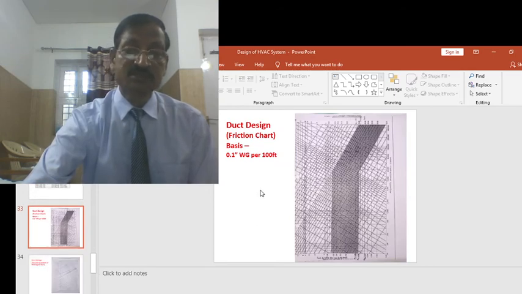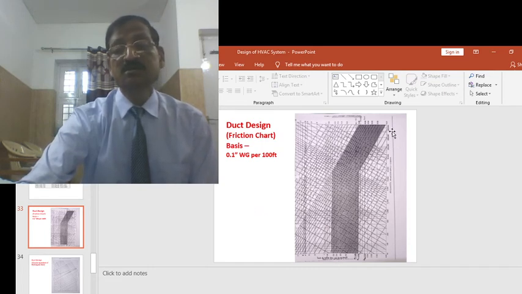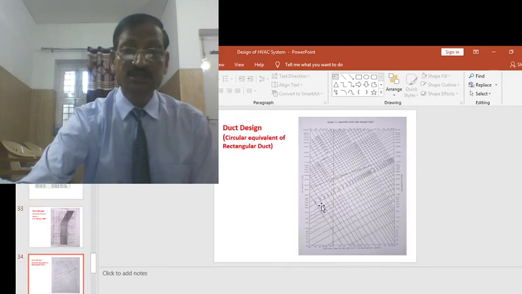This is the duct friction chart normally used for calculating the duct size. This is friction factor, and here the airflow in CFM. So we have the size of the duct. Normally we calculate the size of duct in a round duct, and this is a chart. From that we can convert the round duct into the rectangular duct. So this is equivalent duct size in round size, and these are for the rectangular size.